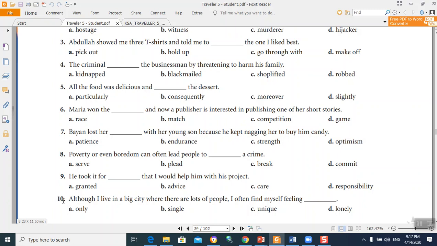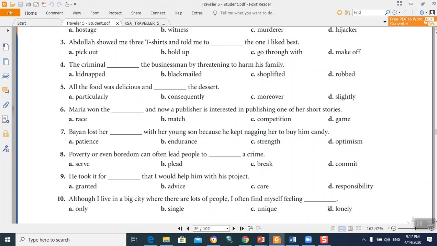Number 10. Although I live in a big city where there are lots of people, I often find myself feeling what? You live in a big city. Most of the people around the world like to go to the city. I often find myself feeling what? Even if you are in a city, you feel what? Only, single, unique, or lonely. It is lonely. Lonely means wahidan. Okay, that is the answer.